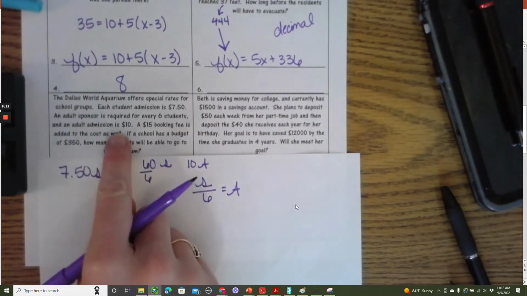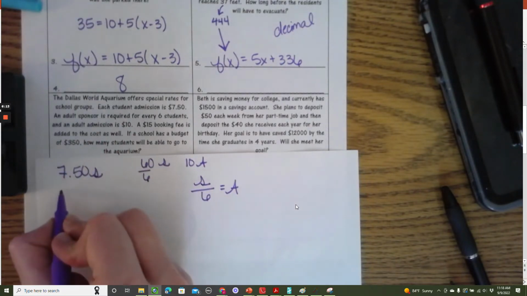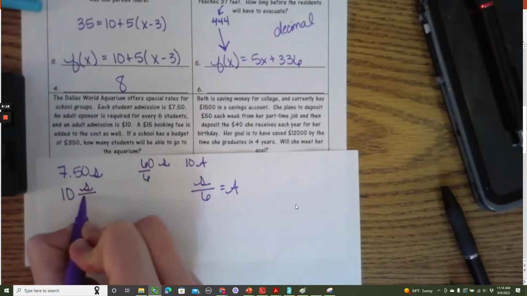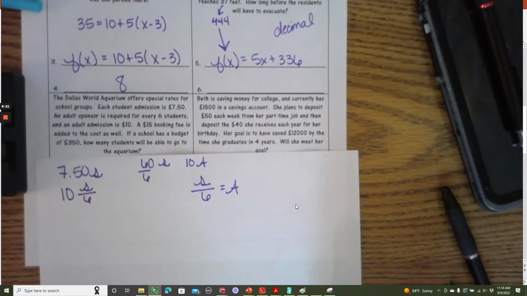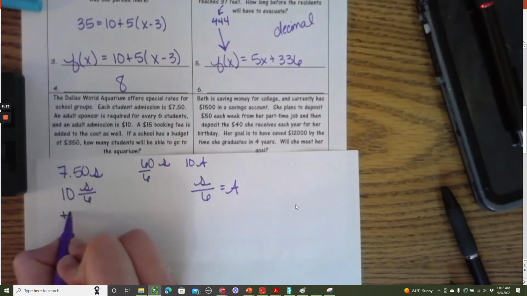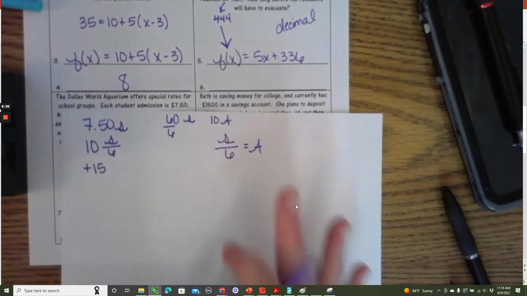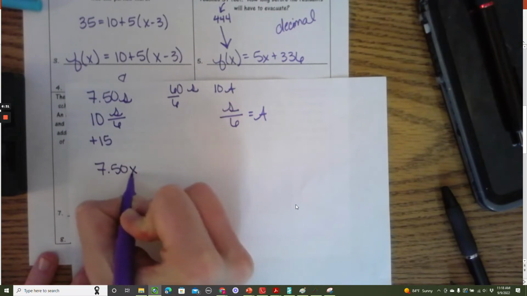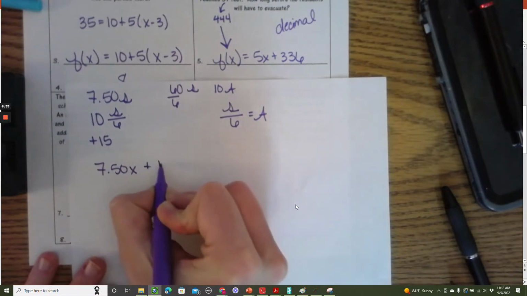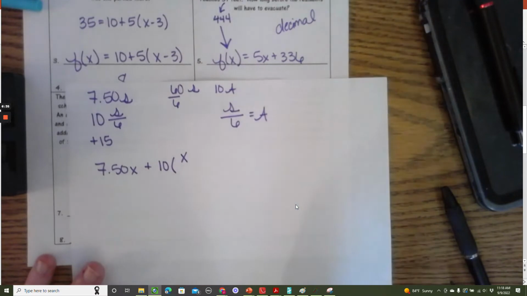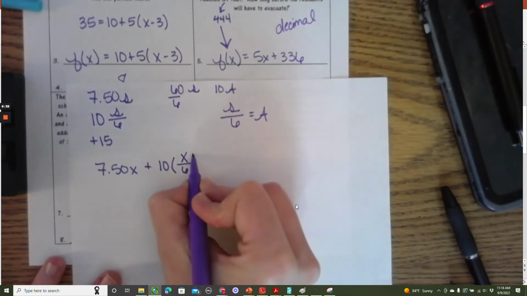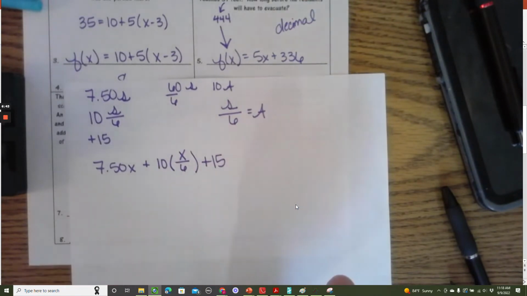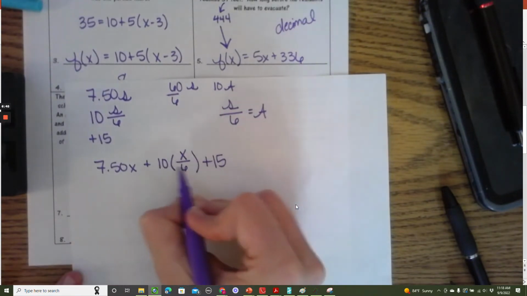So if each adult is $10, I can calculate them going $10 times the number of students I take over 6. And then plus a $15 booking fee. Now I'm going to rewrite this and change things to x's. So $750 times each student plus 10 times however many students divided by 6 plus the 15. This is gross. Now, I can rewrite this.